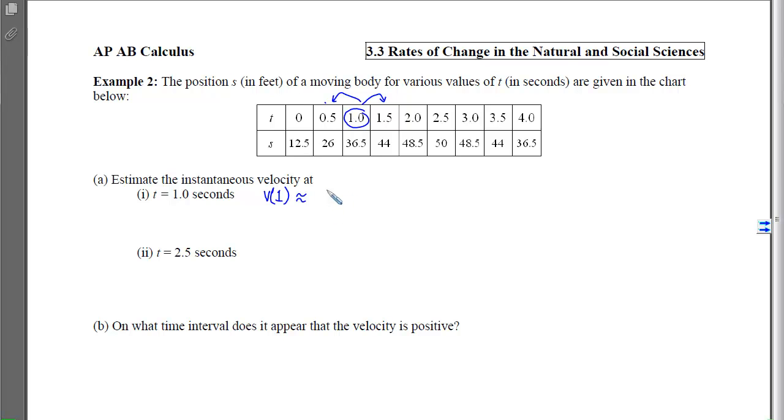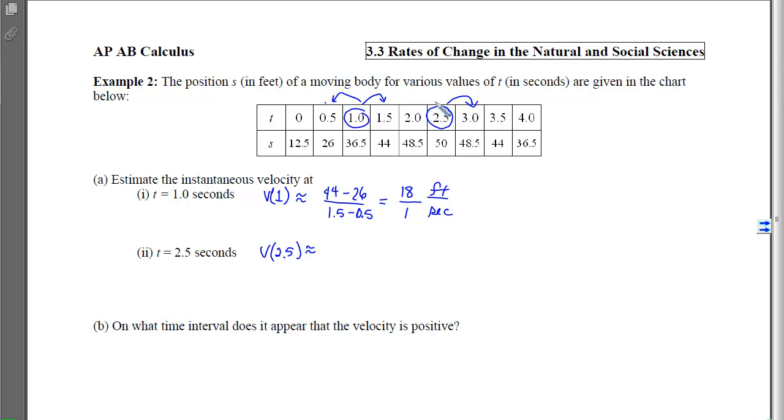So my flanking points, y minus y over x minus x, will give us an 18 over a 1. If I measure the units, remember position is measured in feet and time was measured in seconds. Again, if I want the velocity at 2.5, I will use my flanking points to find the slope.